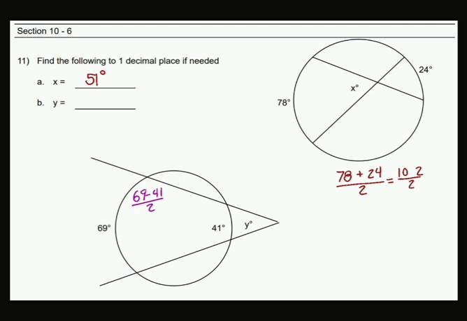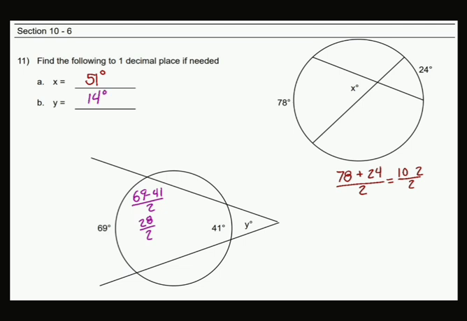Notice that Y is outside the circle. That means it's going to be a smaller angle, so we're going to subtract the 2 angles. 69 minus 41 divided by 2. That's 28 divided by 2. And that gives us 14 degrees.